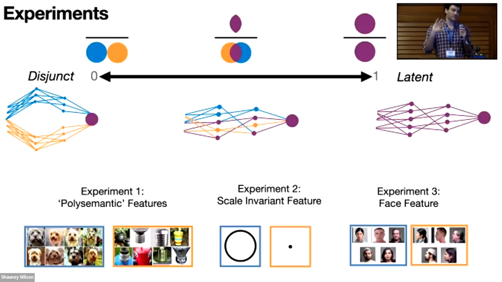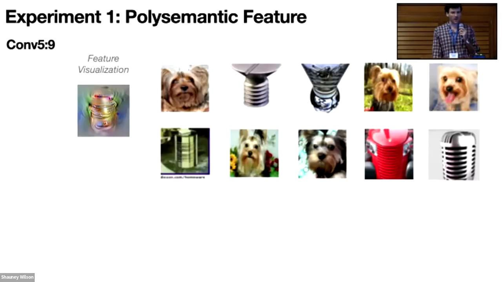Cool. Okay, so we're going to use this algorithm to explore three features in AlexNet trained on ImageNet. And we're going to see if each of those features is a disjunctive feature or a latent feature. Okay, so how do we find interesting features for this analysis?